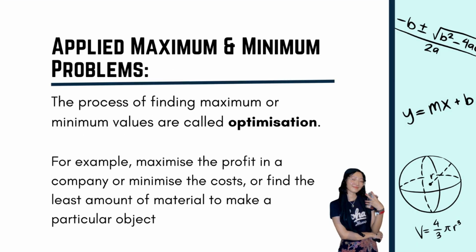What are applied maximum and minimum problems? Applied maximum and minimum problem is a method or a process of finding the maximum or minimum values that are called optimization. For example, finding the maximum profit in a company or the minimum of the cost, or finding the least amount of material to make a particular object.